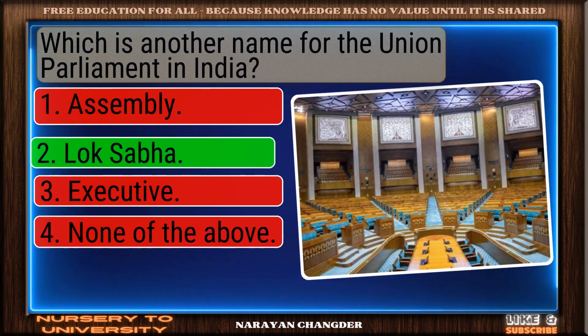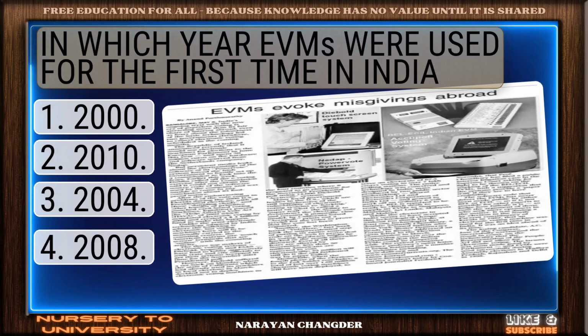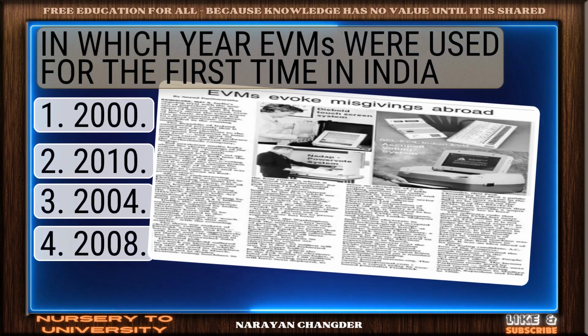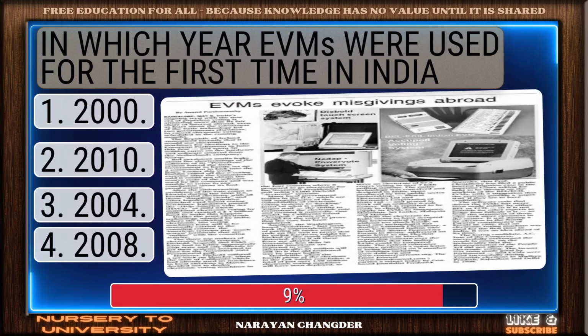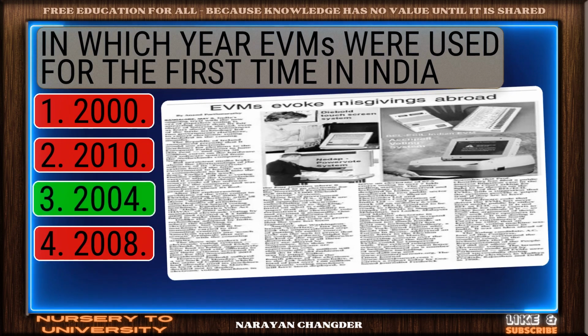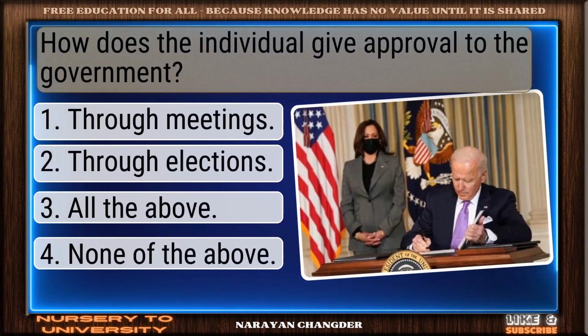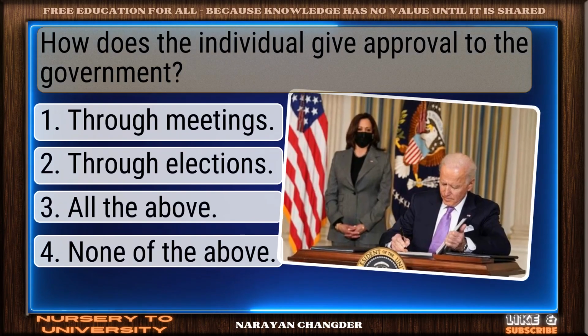Good job. Your answer Lok Sabha works well here. Question number 97. In which year EVMs were used for the first time in India? Clear logic. Your choice 2004 is sound and 100% true. Question number 98. How does the individual give approval to the government?